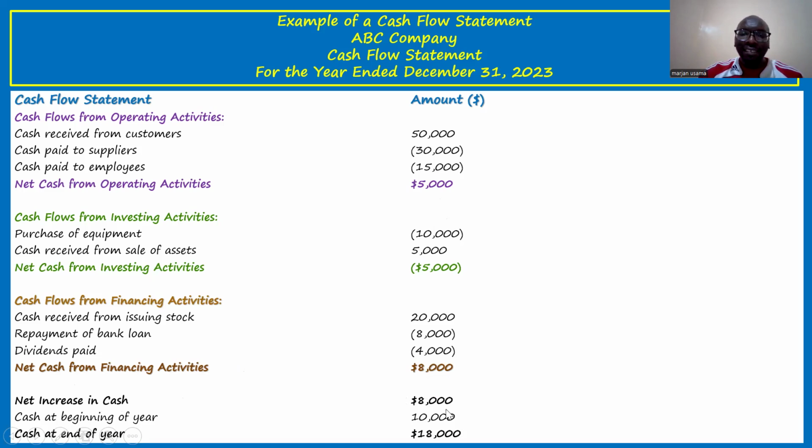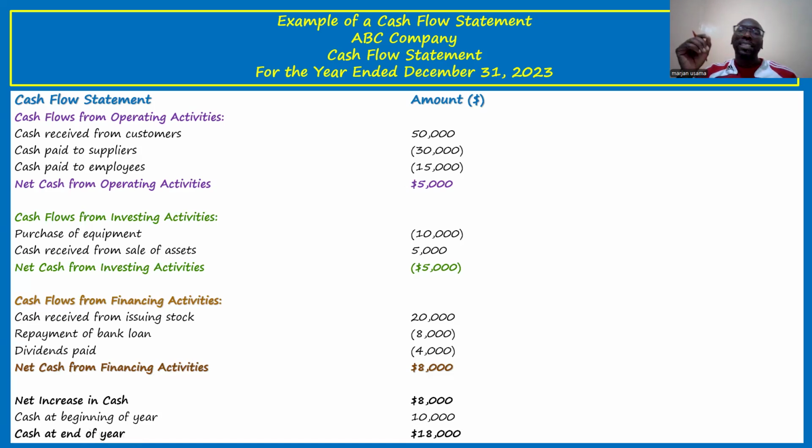So once we get this 8,000, we add this amount to the cash at the beginning of the year. So at the beginning of the year, what was in our account? What amount did we start with? It was 10,000. So now cash at the end of the year, we have 18,000.